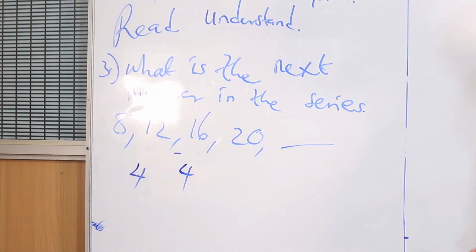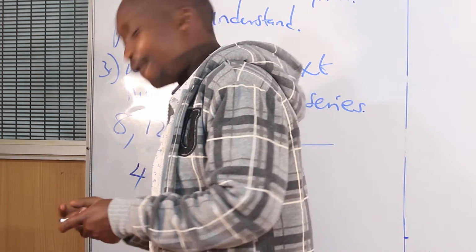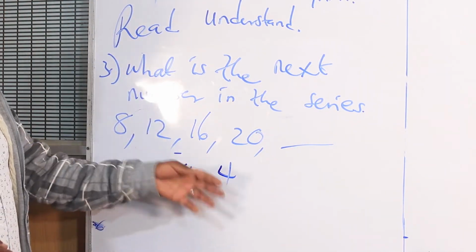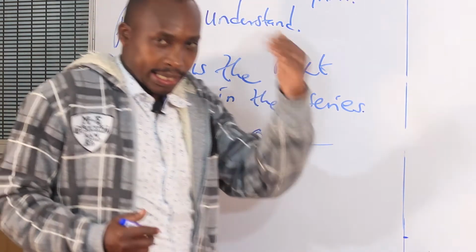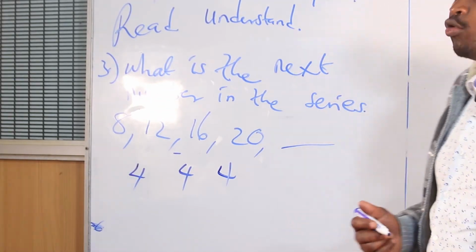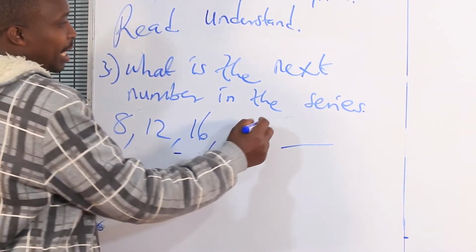Class 5s. I told you mathematics is very simple. Somebody to tell me what has happened to 16 to become 20? They have added what? 4. Very good. So in every space they are adding what? They are adding 4. Let's now add 4 to our 20.